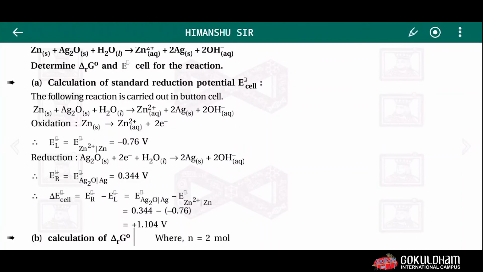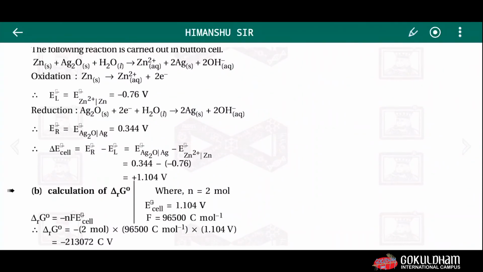So we take the value 0.344 as the right hand side and the value minus 0.76 volt on the left hand side. So our equation is E0 cell is equal to E0 R minus E0 L. So the answer is 1.104 volt.